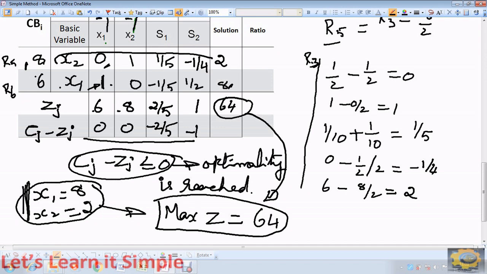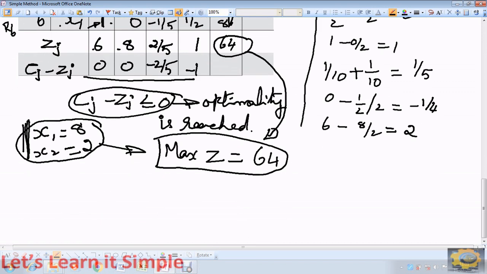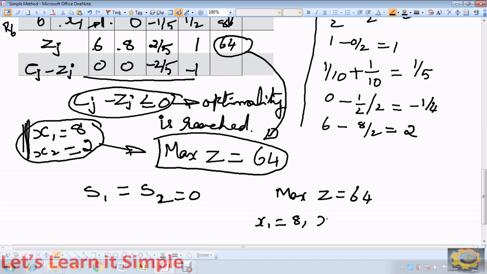So x1 equal to 8, x2 equal to 2, and these x1 and x2 are taken from here. Then we have S1, S2. Since S1 and S2 are not in the solution itself, therefore S1 and S2 are taken as 0. Therefore, max Z equal to 64 with x1 as 8, x2 as 2, then S1, S2 as 0. So this is how we solve the problem. So this is the solution for the simplex method.